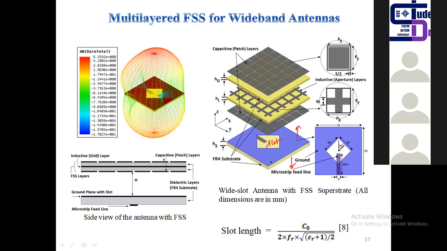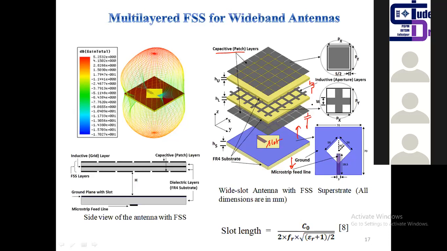The antenna operating frequency here can be around 5 to 8 gigahertz. So you can design the FSS in that particular frequency band and then put it above the antenna. Here the FSS, you can see, has 3 layers. The upper one is the capacitive layer. The middle one is a grid layer, which is basically an inductive layer. And the last one is another capacitive patch layer. The patch layer is acting for capacitance, and the grid layer is acting for inductance. So in this way, you have capacitance, inductance, capacitance.